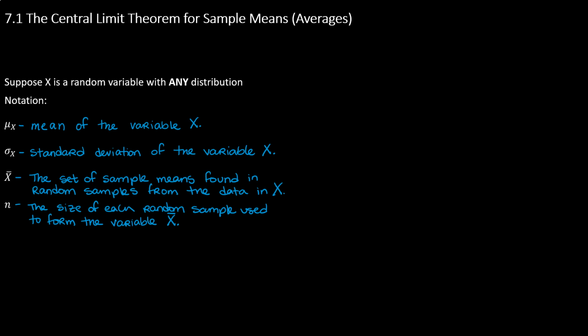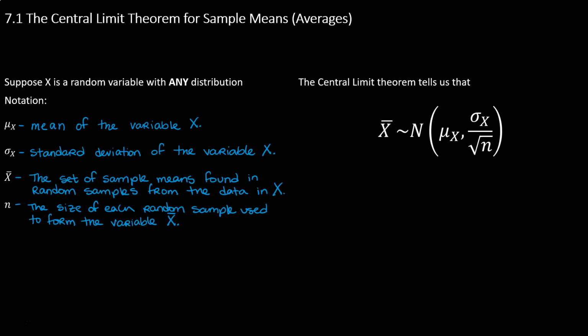Now that we understand this notation, let's take a look at what the central limit theorem tells us. No lemons involved. That this new variable, capital X bar, the set of sample means, will follow a normal distribution. Not only does that tell us what shape the distribution follows, but it'll also tell us the mean and standard deviation for this new random variable.